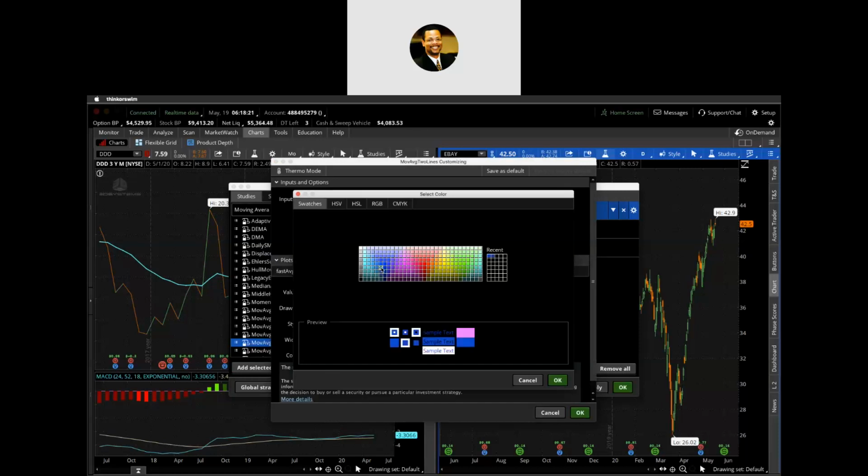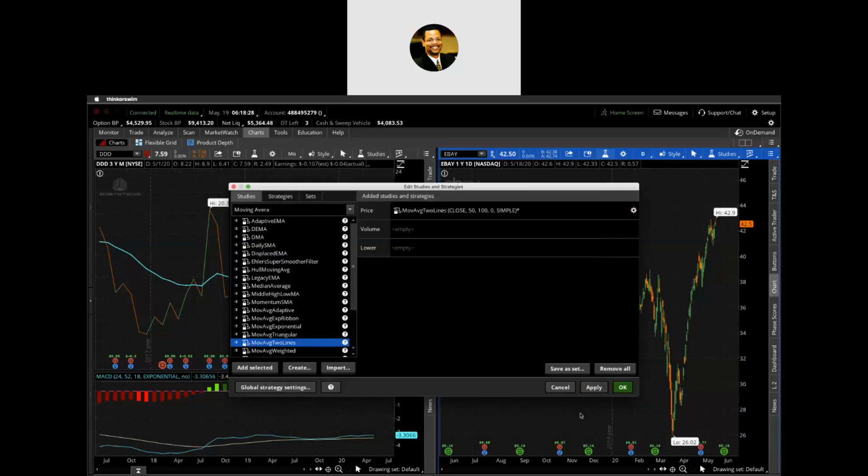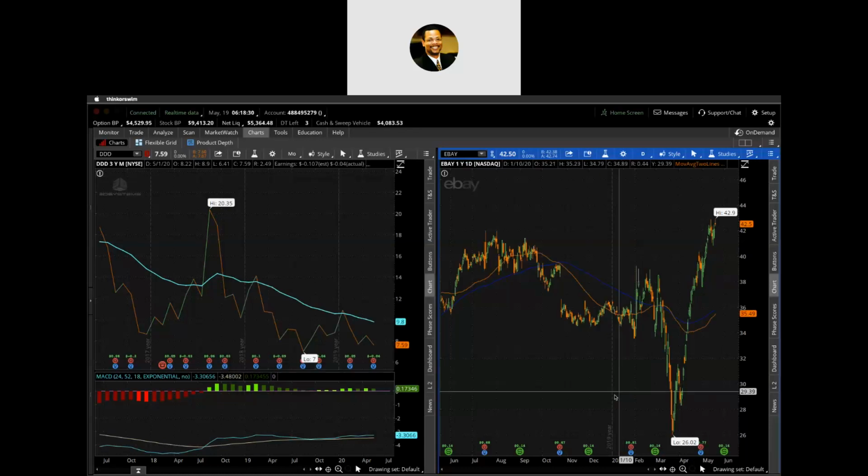But I need a brighter one. I think that one's it. Blue. That should be okay. And I'm okay with that. And so I apply it. And so now I have my 2-line exponential moving average. And my blue line is the 100-day average, and my red line is the 50-day average.